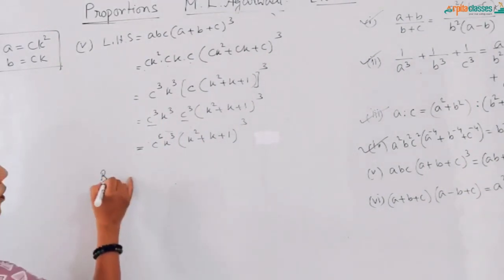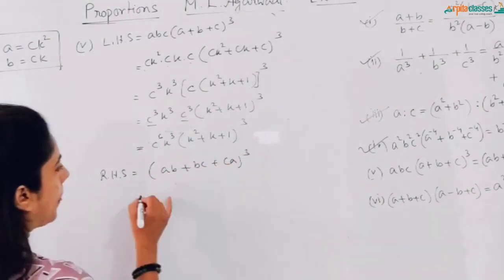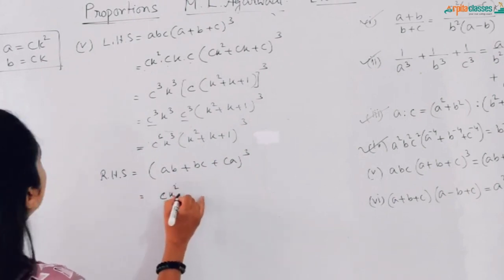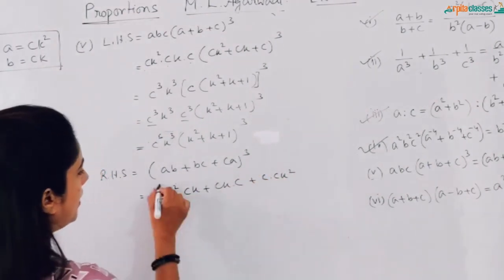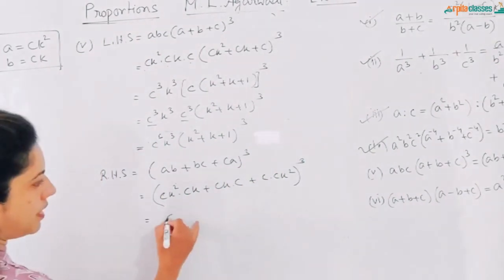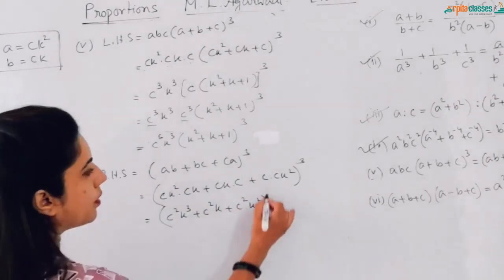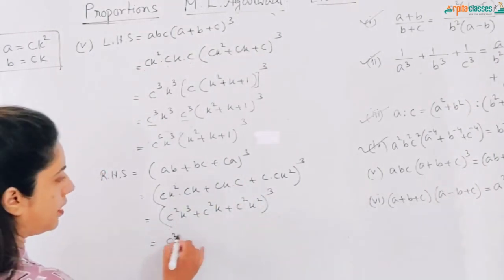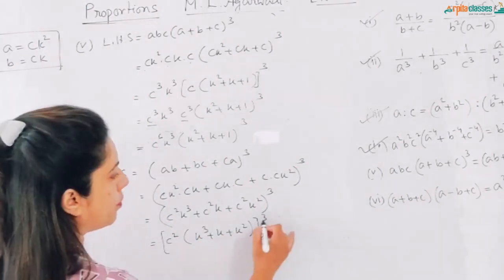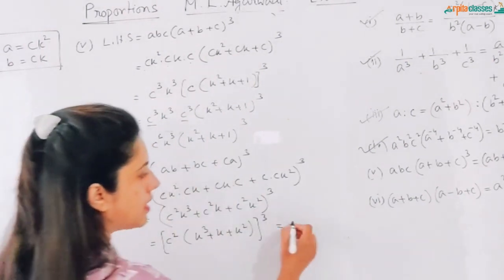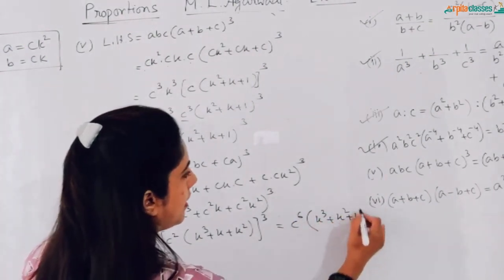Let us see what we are getting from the right hand side. Right hand side we have ab plus bc plus ca, the whole cube. So ab is ck square into ck, plus ck into c, plus c into ck square, the whole cube. So here it is c square k cube plus c square k plus c square k square, the whole cube. So if I take c square common from here, I get k cube plus k square plus k, the whole cube. This whole thing has a cube. So now c square whole to the power 3 is c to the power 6 and this is again k cube plus k square plus k, the whole cube.